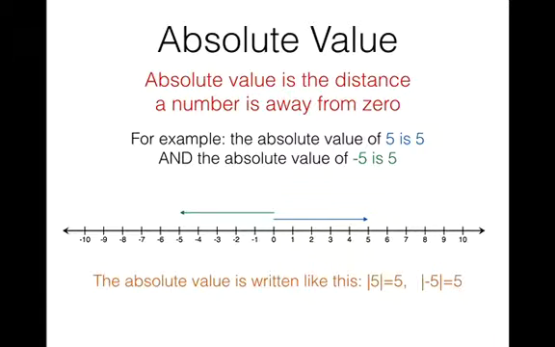At the bottom of the screen, you can see that the absolute value is written like this. There's a vertical line, and then 5, and then another vertical line, and that shows a +5 value. Absolute value of 5 is 5, and then a vertical line, -5, vertical line equals 5 also.